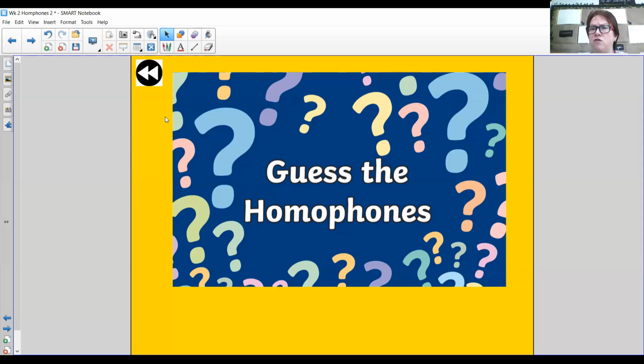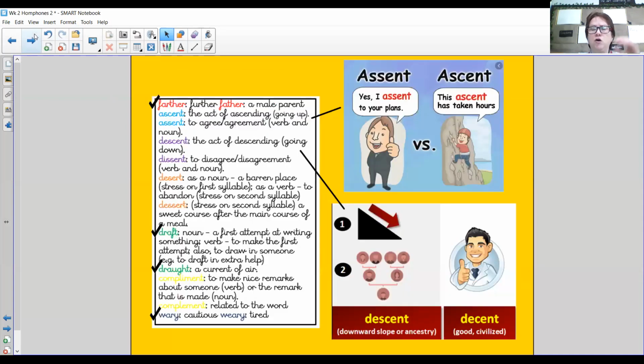So we've had a little go just to remind us, and let's look at some of our ones in our spelling sheet. So Monday, we looked at father and farther. We looked at, I say draft and draught, but you might say draft and draught. And we looked at wary and wary. So today we're going to look at some others.